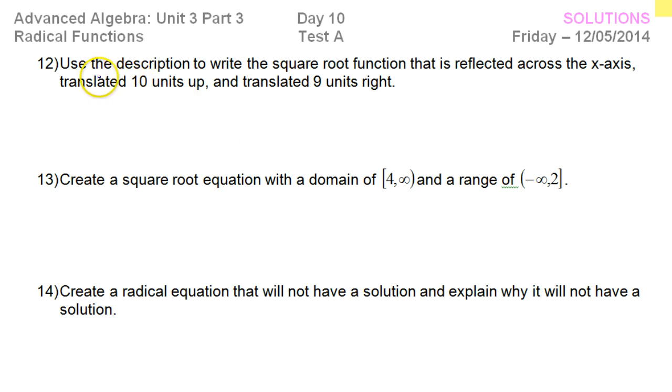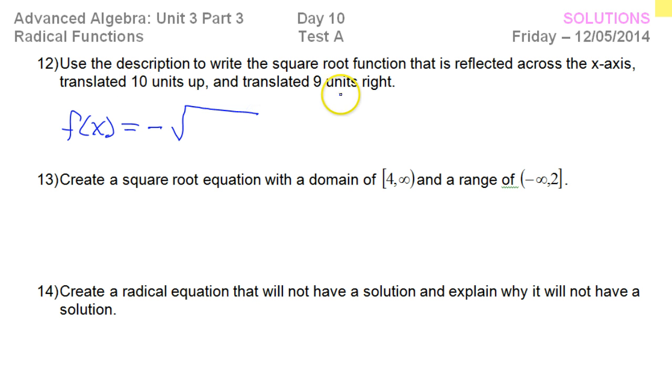So looking at number 12, we're supposed to use the description to write the square root function that is reflected across the x-axis, translated 10 units up and 9 units to the right. So let's see. Alright, so a square root function that's reflected across the x-axis. Now that shows up as a negative sign in the front when it's reflected across the x-axis. So then we'll have the square root.